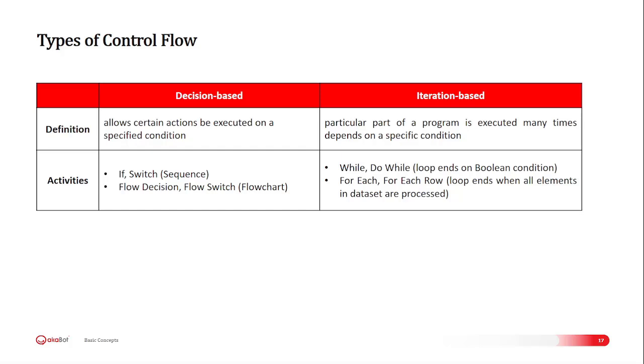The second type is the iterations-based control flow. This handles repetitive tasks by looping through a set of activities multiple times. A common iteration tools include for each, while, and do while activities. This is used when you need to process lists, collections, or repeated actions until a specific condition is satisfied.